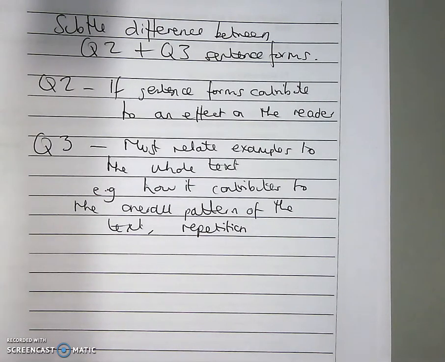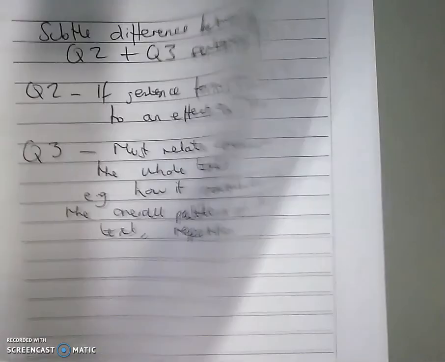So we need to be writing about sentence forms in question 2. But we're writing about sentence forms in the sense of the effect of that on the reader. Within question 3, it's how those sentence forms link together, or how they impact in terms of over the whole piece. Okay, looking at question number 4 then.